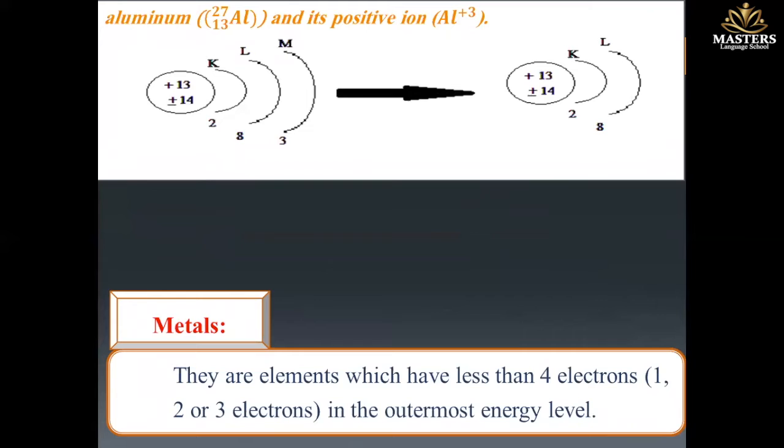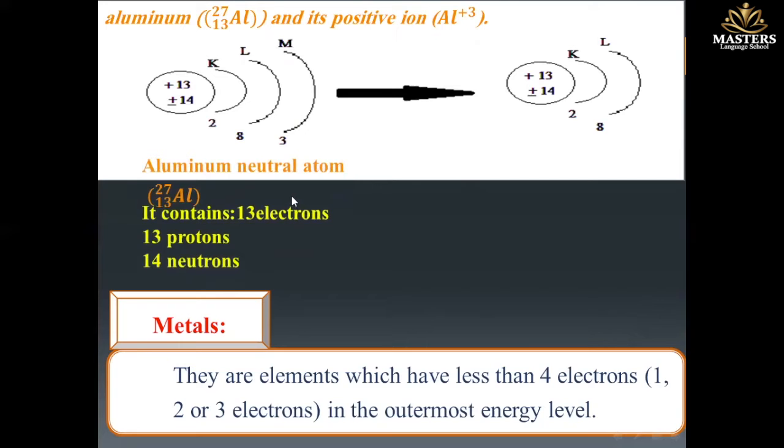Another example, aluminum and its positive ion. When you study the electronic configuration of the aluminum, you have to know that the aluminum contains 3 electrons in the outermost energy level. And when aluminum participates in a chemical reaction, it tends to lose those 3 electrons.